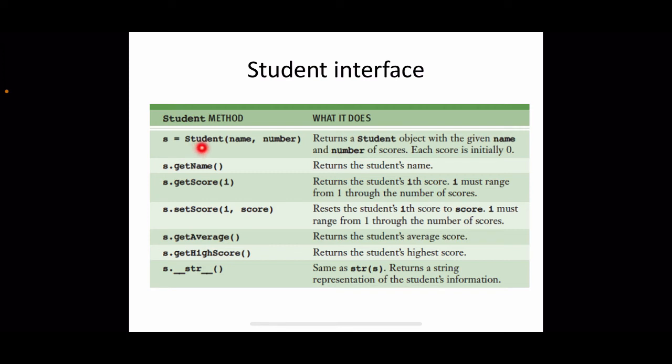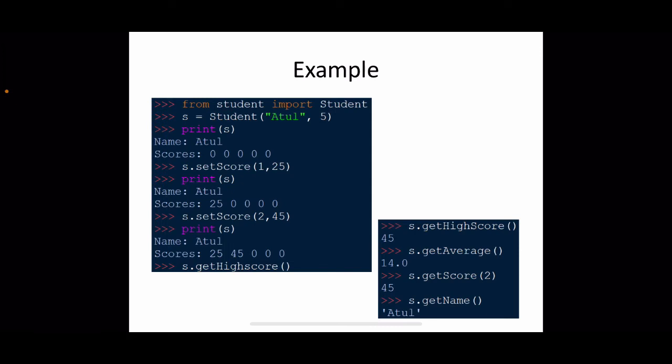First one is student, the initialization that returns a student object with the given name and number of scores. Each score is initialized to 0. And get name returns the student's name, get score returns the student's ith score. I must be in the range 1 through the number of scores. And set score, we can set a particular score. The position we have to specify first, then we specify the value to be set. Then get average, get high score, like that. You can see an example for this.